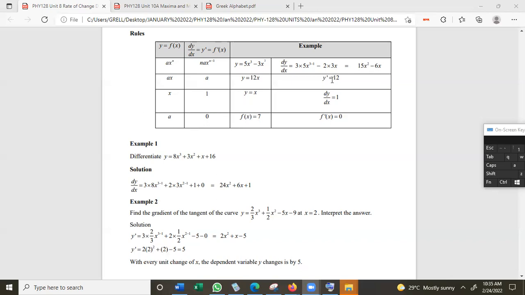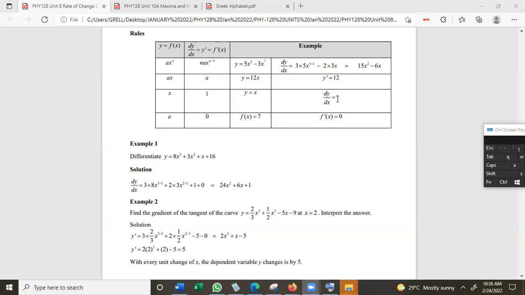You see that gradient of 12? That gradient of 12 means that y changes by 12 when x changes by 1. All right, that's what the 12 means. When x changes by 1, y changes by 12. Always bear that in mind, the definition of gradient.